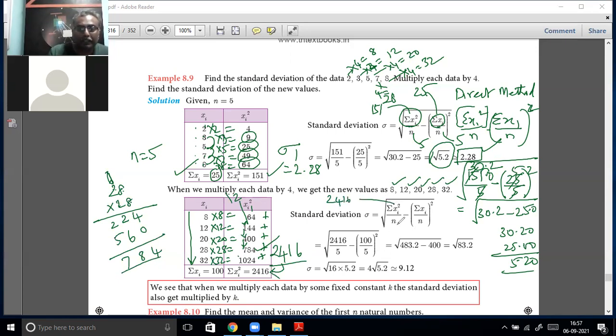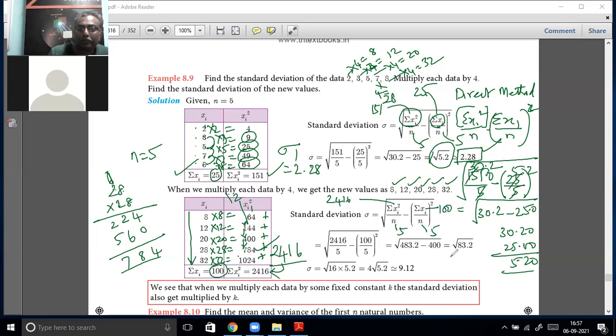How much is n? n is as usual 5. Sigma xi, 8 plus 12, 20. 20 plus 20, 40. 40 plus 28, 68. 68 plus 32, 100. So this value is correct. Sigma xi is 100.